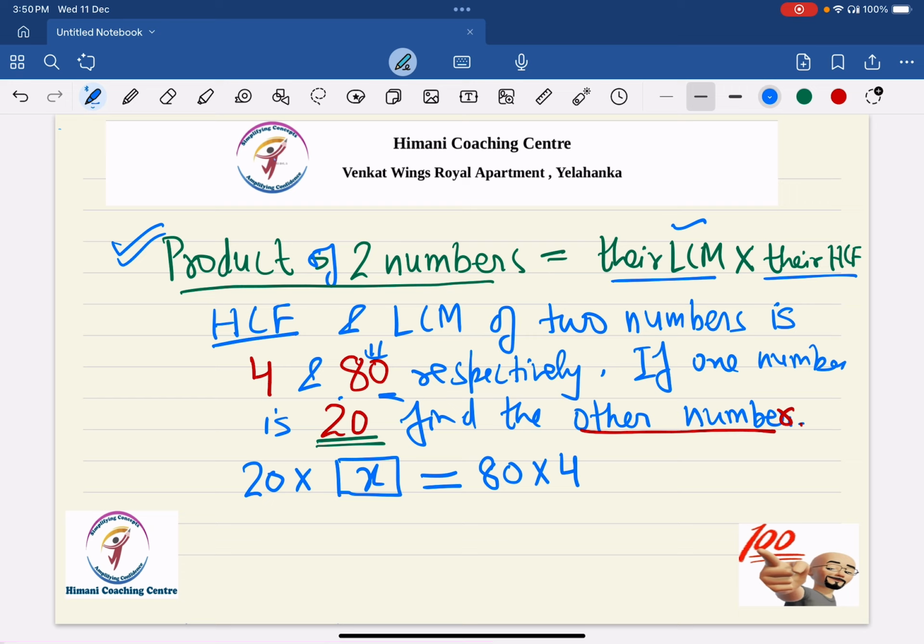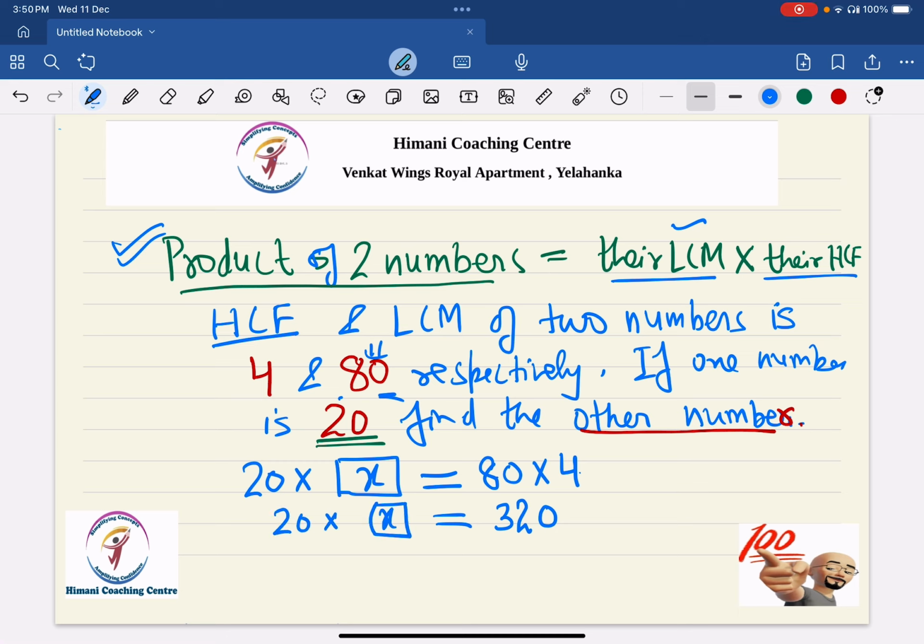Okay. Now, see, if you want, you can do 80 into 4. So 320, 4 times 8 is 32. Now we have 20 times x. Now what is the reciprocal? I want only x. So it is getting multiplied with 20. So the reciprocal of 20 is 1 upon 20. So do that on both sides. So what will happen? We will get that x equals 320 divided by 20. Okay.